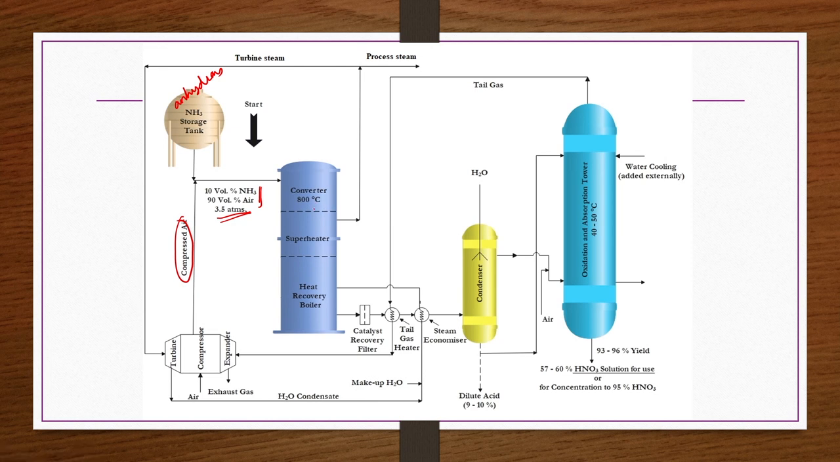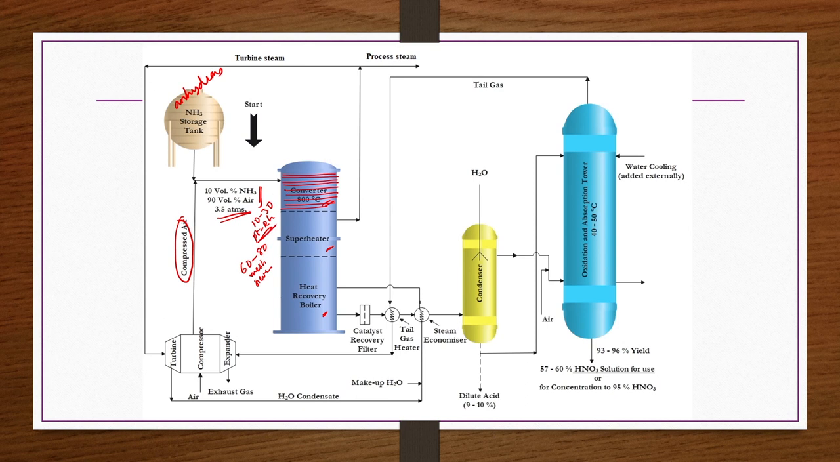That is taken to a shell and tube kind of reactor, which has three sections: a converter section, where the catalytic reactions take place, a superheater, and a heat recovery boiler section. This mixture of anhydrous ammonia and compressed air comes to the reactor at the top, where you have the converter section, which has maybe 10 to 30 platinum rhodium sheets, which may be seen as 60 to 80 mesh sieves made up of this material.